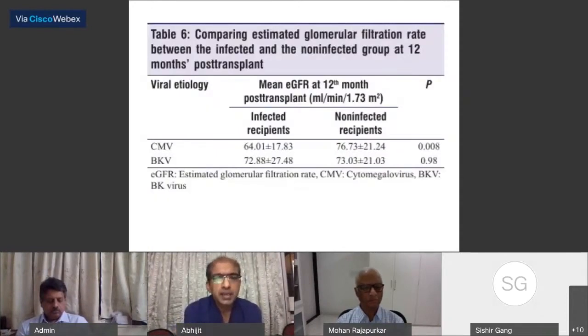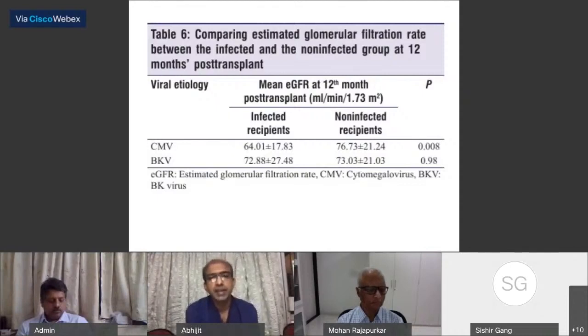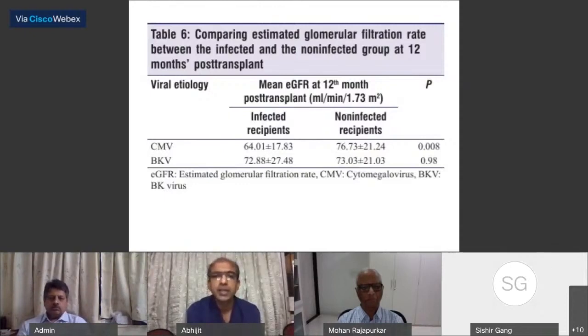What about the GFR levels or the graft function? Patients who had CMV infections actually had graft functions significantly affected at the end of 1 year. As compared to BKV, where the graft functions were nearly similar between infected and non-infected recipients.